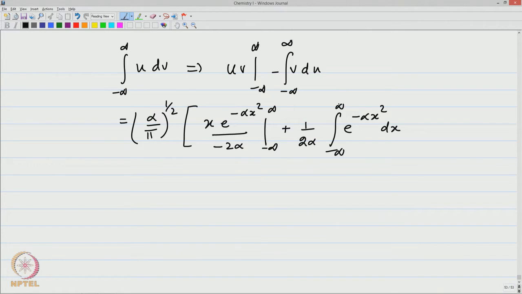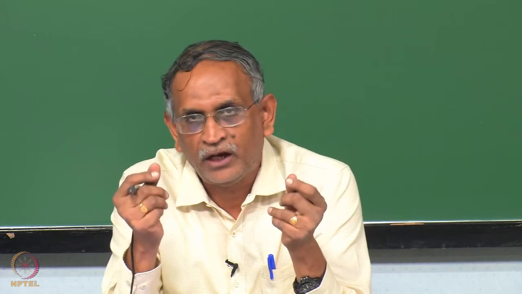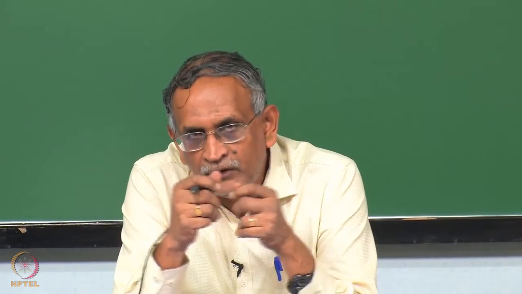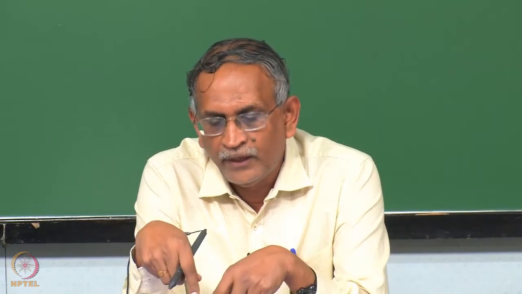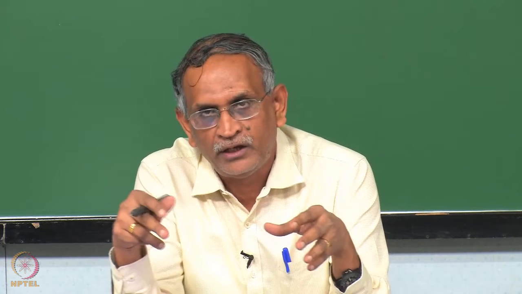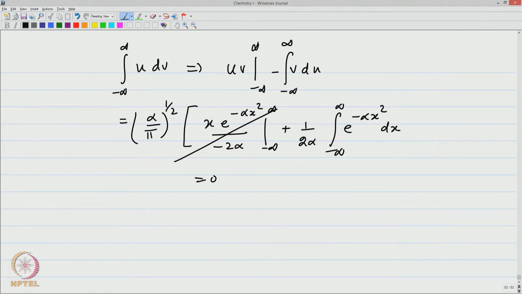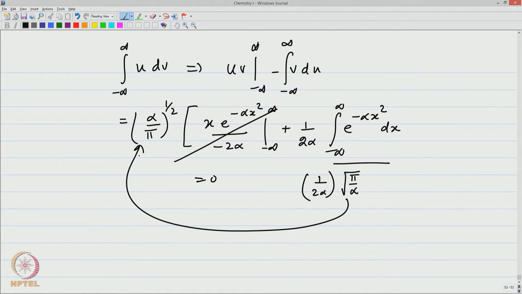The differential of x is of course simply dx, so it is 1 times dx. And this boundary term is 0 because the exponential goes to 0, since it is x squared. So the sign of x is irrelevant, whether minus infinity or plus infinity, that Gaussian function goes to 0. Therefore, no matter how fast x increases or decreases, this is 0. What is left over here is the square root of pi by alpha times 1 by 2 alpha.